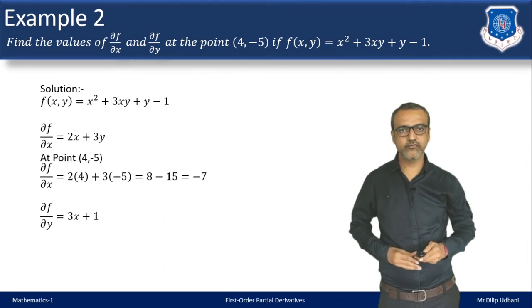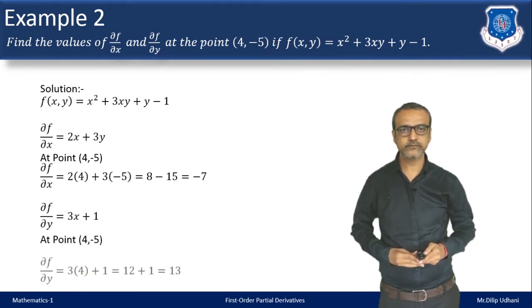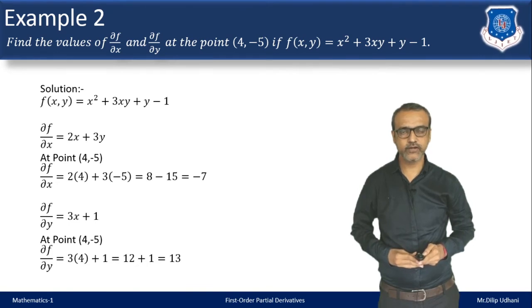Now again we have to find del f by del y at point (4, -5). So in del f by del y we will replace x by 4 and y by -5. So this is equal to 3 into 4 plus 1. 3 into 4 is 12 plus 1, so the answer is 13.